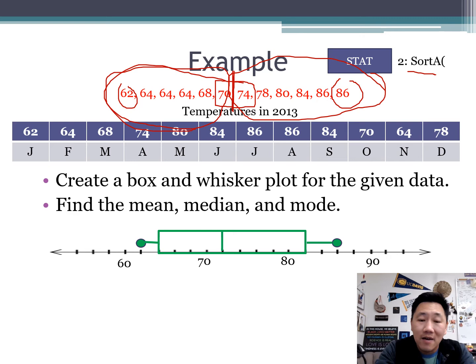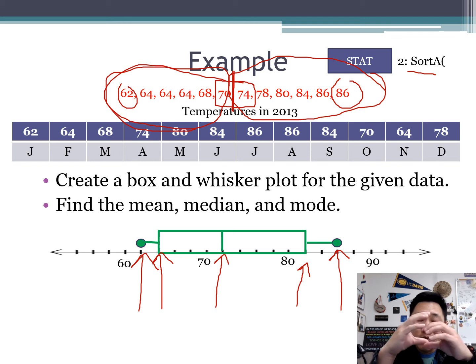So again, this is the smallest number. This is the largest number. This is the middle number. And this is the middle of the bottom half. And this is the middle of the top half. And if there's no middle, then you take the average of the two numbers that are in the middle.